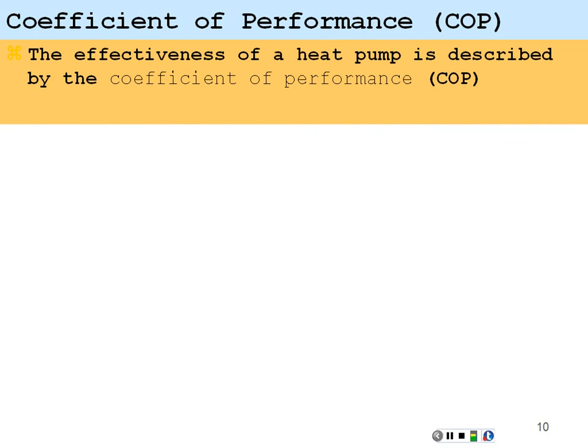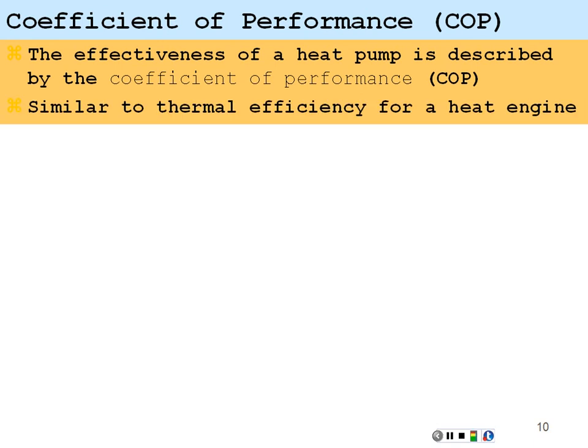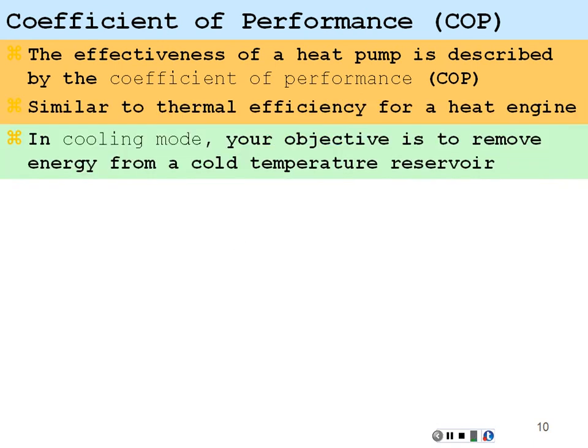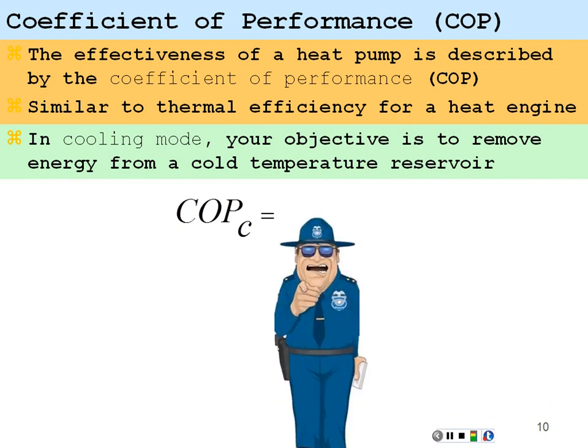The effectiveness of a heat pump is described by what we call the coefficient of performance, or COP. Similar to thermal efficiency for a heat engine, in cooling mode, your objective is to remove energy from a cold temperature reservoir given an input, which is your work. So you have an objective over your input. The coefficient of performance in cooling mode requires some supervision. So we have a COP.